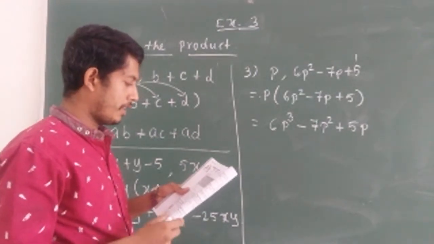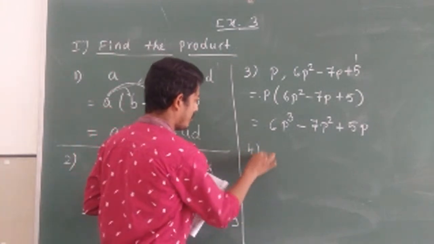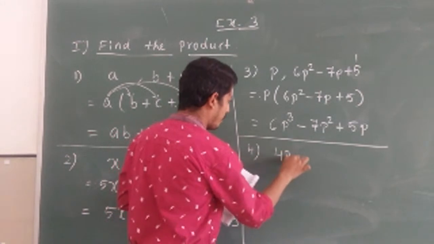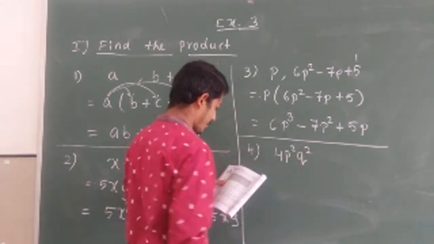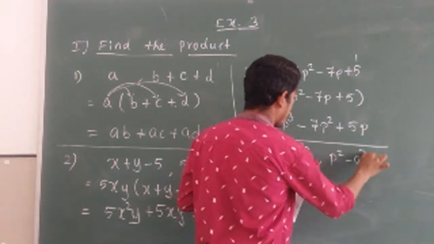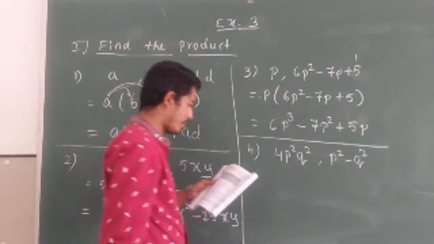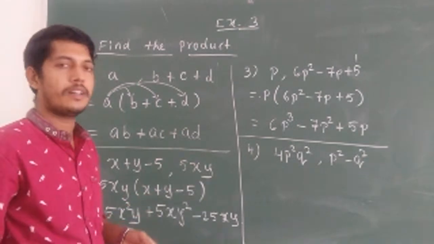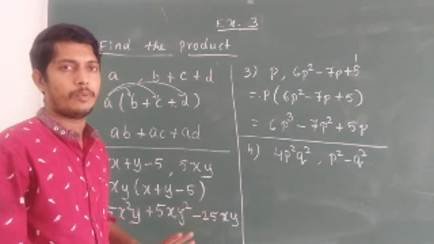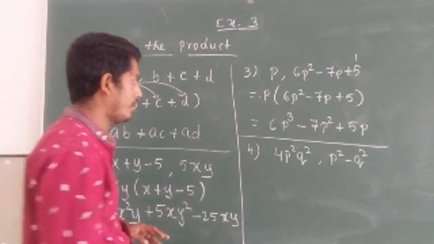Then the fourth one, 4p square q square, and the next one is p square minus q square. Again we have to do the same steps and we have to find the product. Just comment with the answer fast.